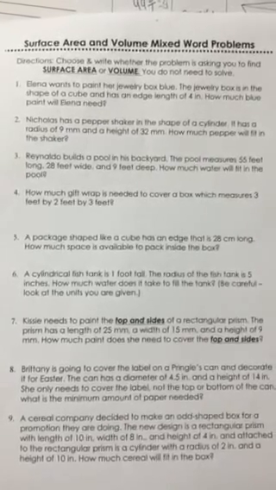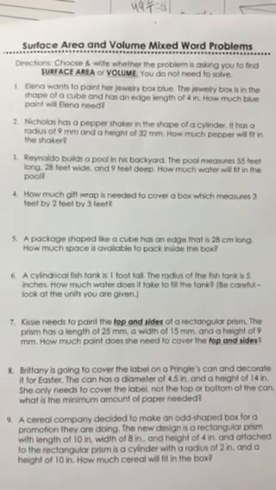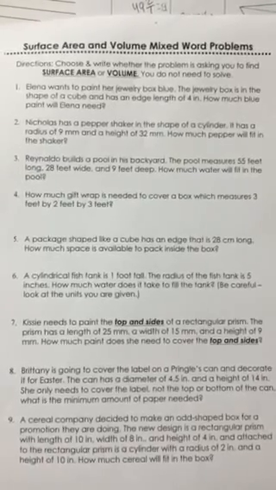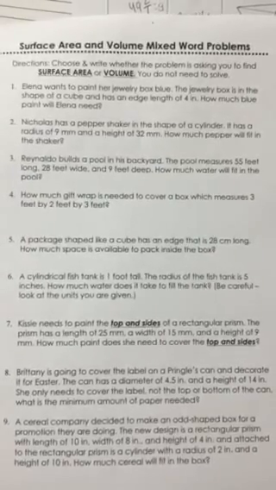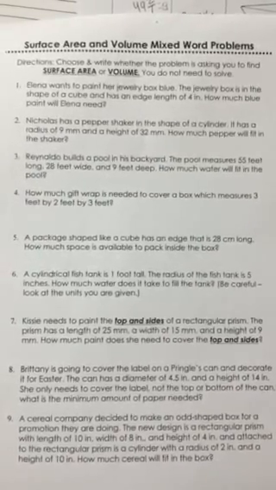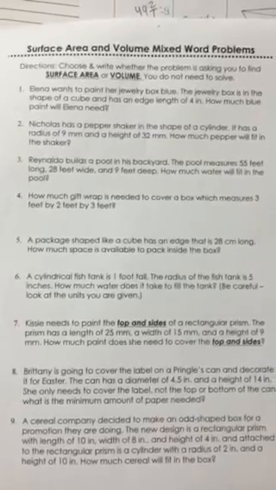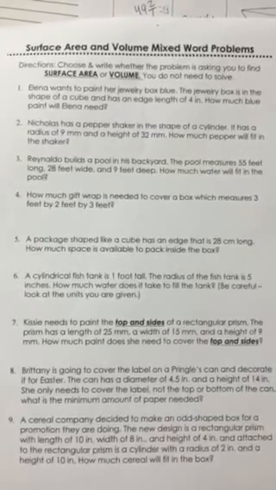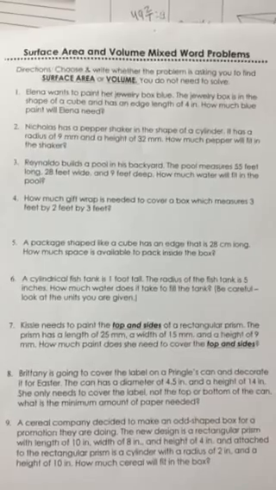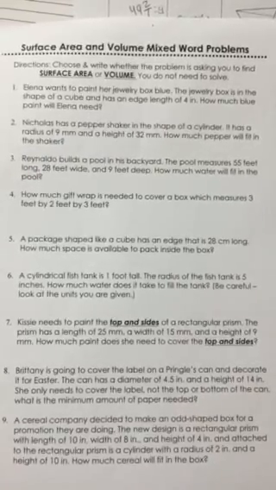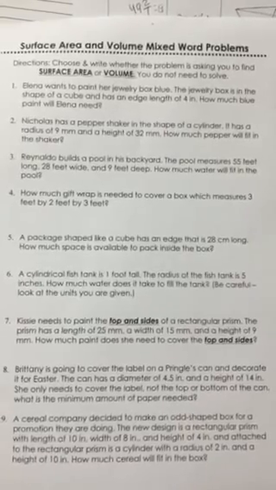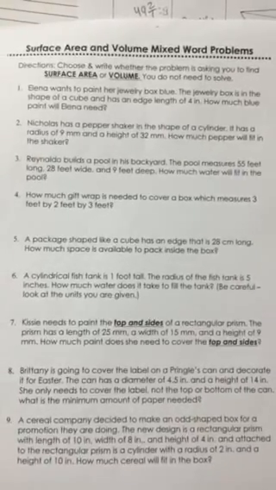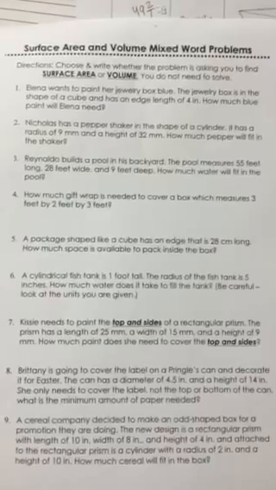Number 3, Ronaldo builds a pool in his backyard. The pool measures 56 feet long, 28 feet wide, and 9 feet deep. How much water will fit in the pool? Number 4, how much gift wrap is needed to cover a box which measures 3 feet by 2 feet by 3 feet? Number 5, a package shaped like a cube has an edge that is 28 centimeters long. How much space is available to pack inside the box? 6, a cylindrical fish tank is 1 foot tall. The radius of the fish tank is 5 inches.